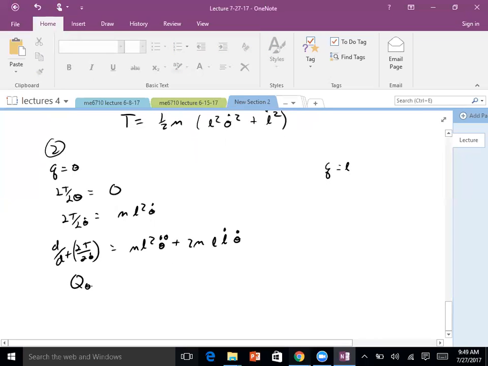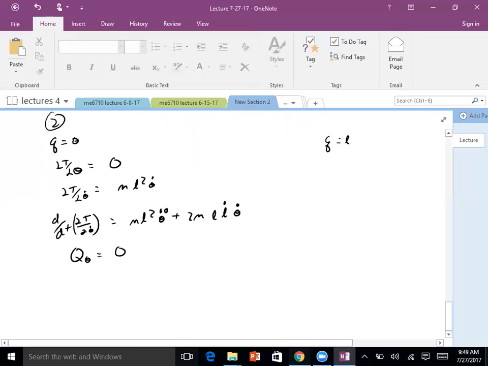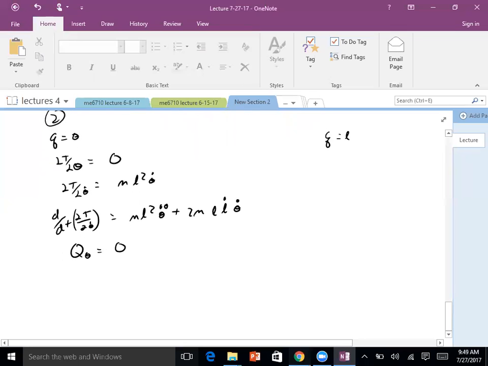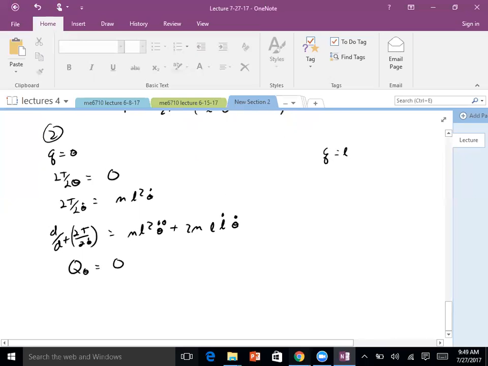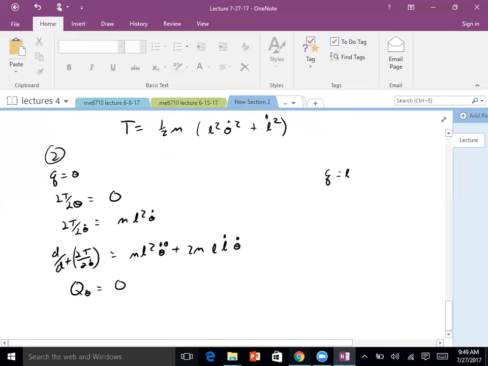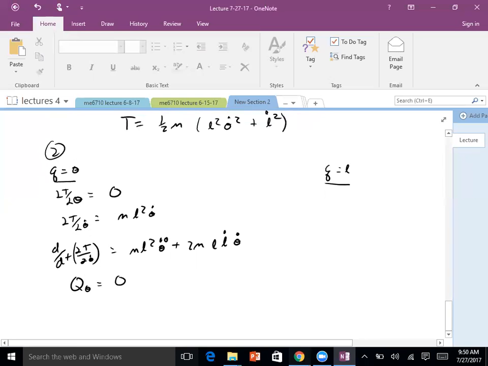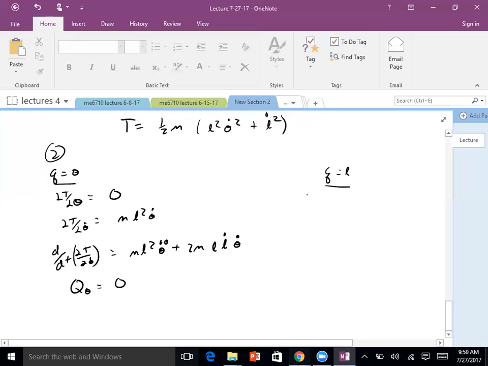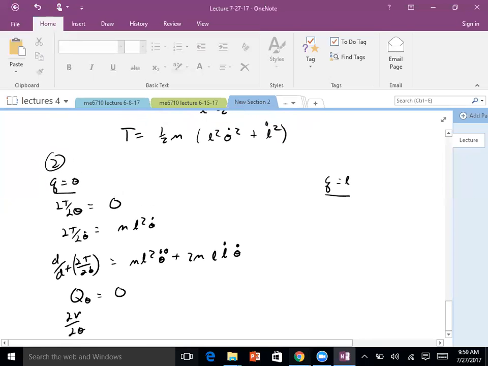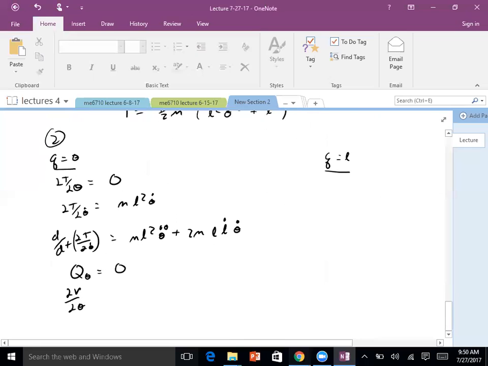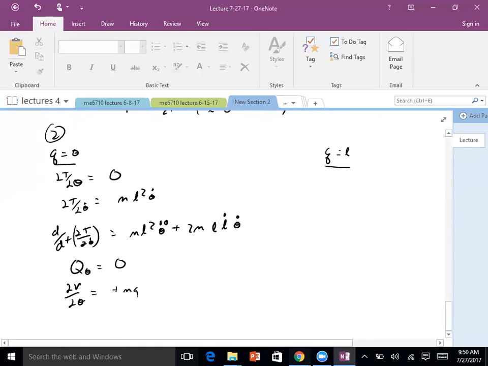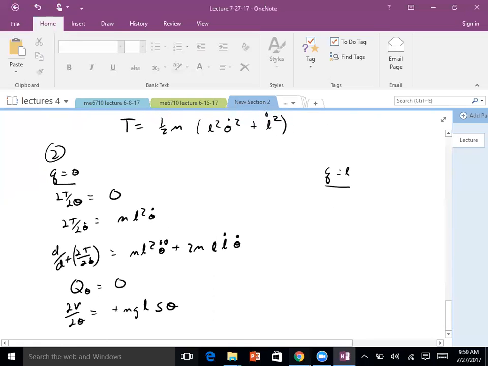My Q sub theta equals 0 because I don't have any other forces. I'll come back to my constraint terms. It might not hurt to write them here, probably going to stick it in above, but I'll come back to that. Now, q equals L. Oh, I did forget a term, didn't I? I need the partial of V with respect to theta. So that's just going to be positive m g L sin theta.